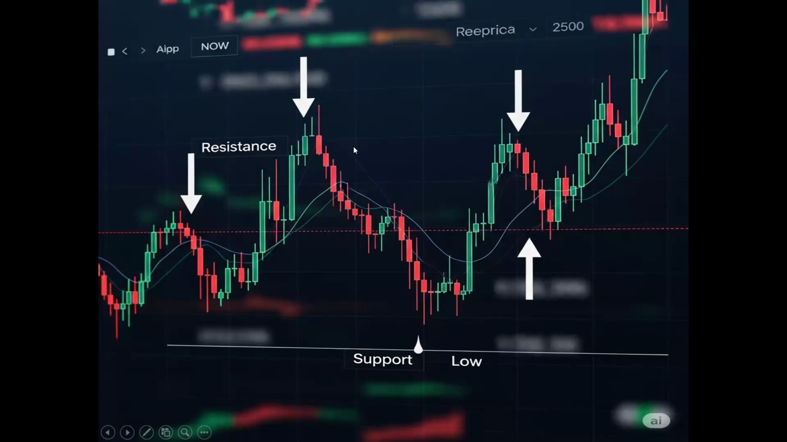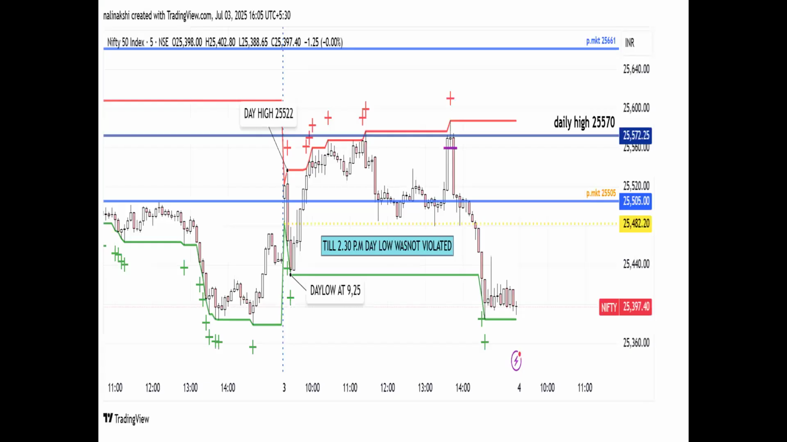Once in the initial hour the day high and day low have been defined, your trade will become very simple. Again, I'm taking you to the chart of the Nifty index. What happened today? Day high was defined in the initial 10 minutes. This is a 5-minute candle. The initial first 5-minute candle made the day high at 25,522, and then it made a lower low.